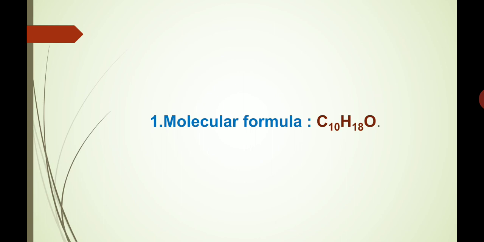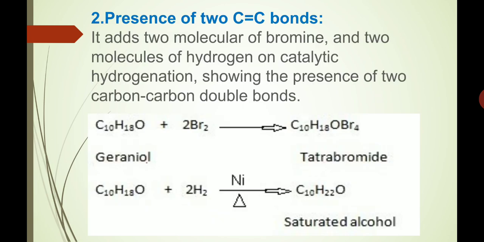Now first we will take the molecular formula of geraniol. Elemental analysis and molecular weight determinations show that the molecular formula of geraniol is C10H18O. Now as we have seen, all the terpenoids are derived from the monomeric unit isoprene. So it has double bonds. Now we have to see how many double bonds geraniol possesses.